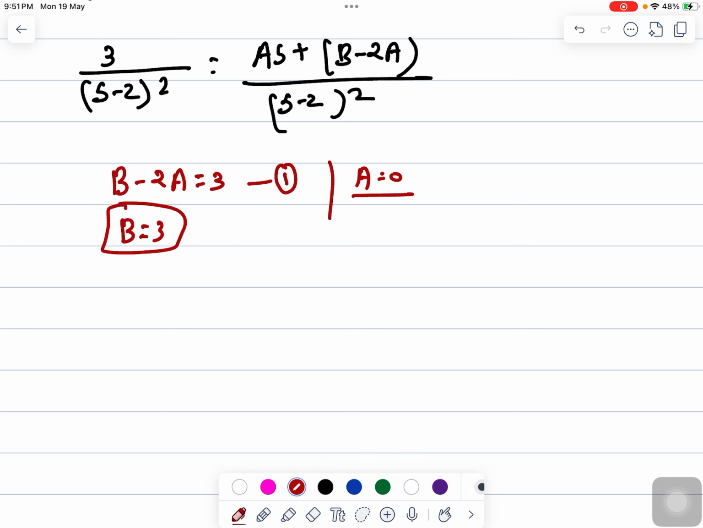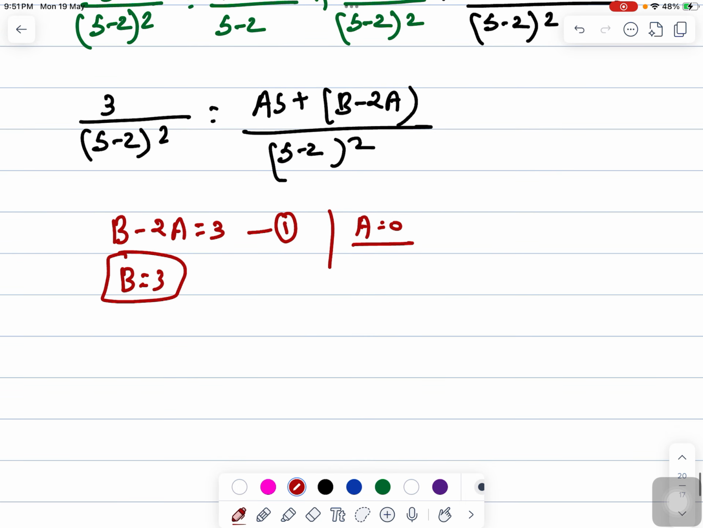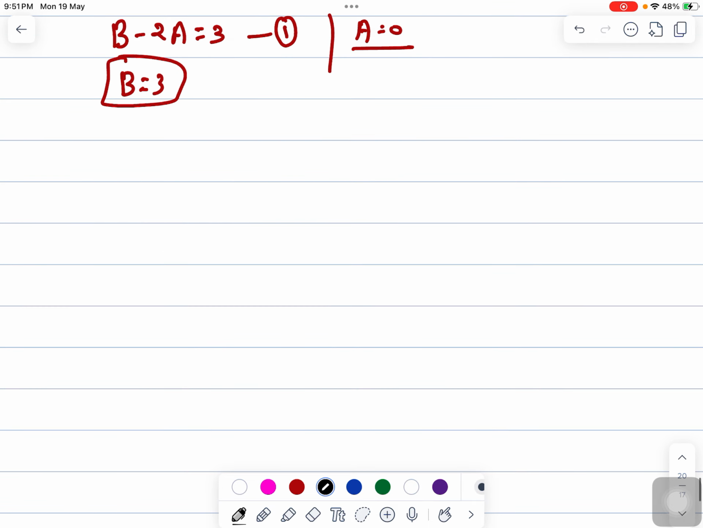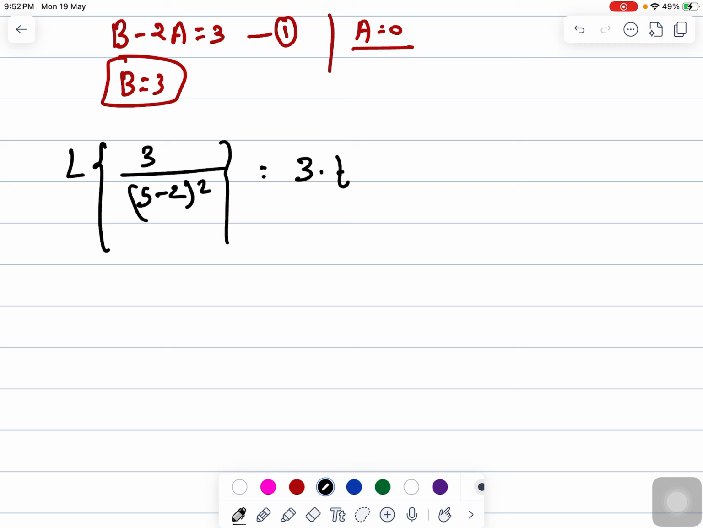So you can check the calculation or mathematical thing. I may be wrong, but this is how we do the partial fraction. So finally you are left with Laplace inverse of 3 upon s minus 2 whole square, so this value can be written as 3 into t into e to the power 2t. Is that clear? 3 into t into e to the power 2t. So this is how we perform this kind of integration.